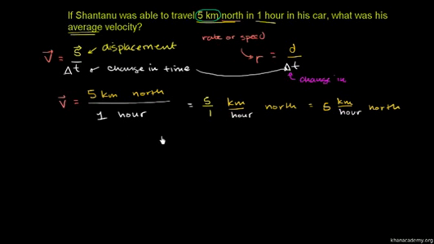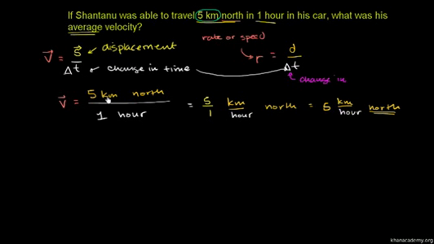So that's his average velocity, 5 kilometers per hour. And you have to be careful. You have to say to the north if you want velocity. If someone just said 5 kilometers per hour, they're giving you a speed or a rate or a scalar quantity. You have to give the direction for it to be a vector quantity.